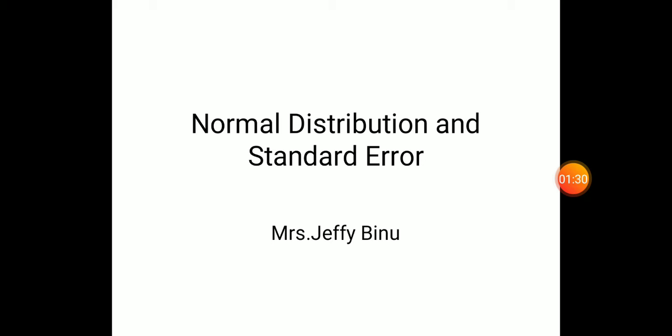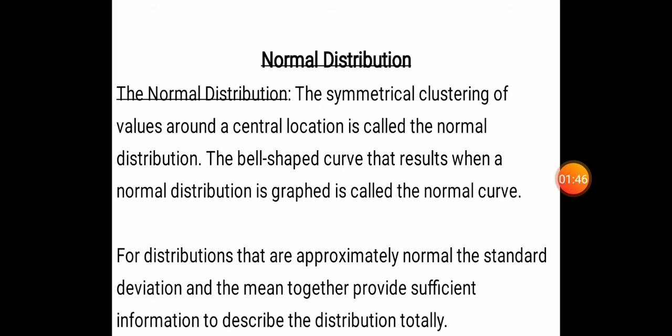If a distribution is normal, the frequency curve will be a bell-shaped curve. This is how we draw a normal curve, and that curve is what we call the normal curve. So that is what we mean by a normal distribution. The symmetrical clustering of values around a central location is what we call a normal distribution, and the bell-shaped curve that results when a normal distribution is graphed is what we call the normal curve.